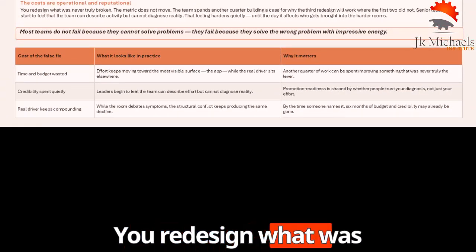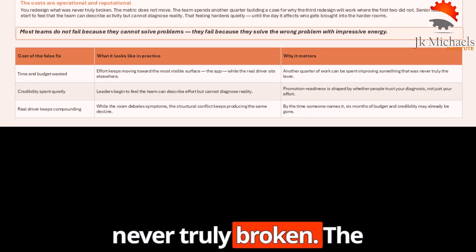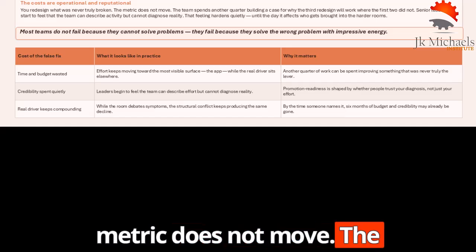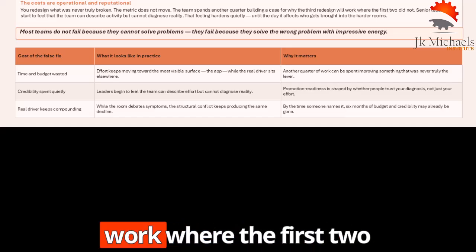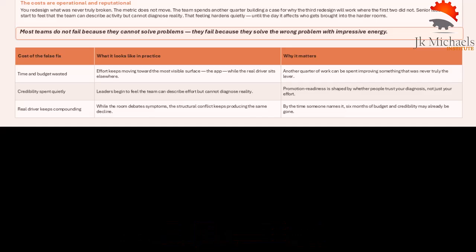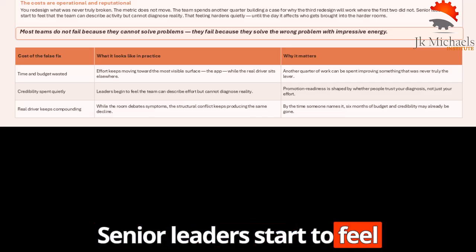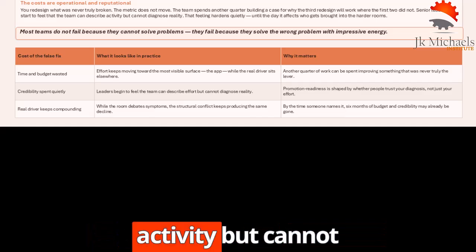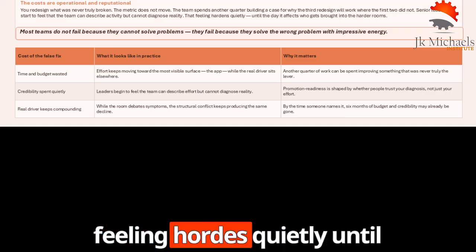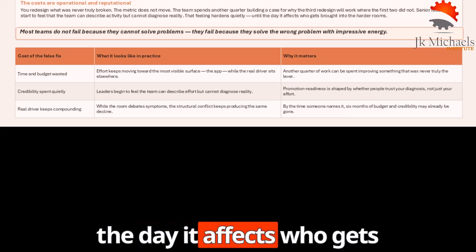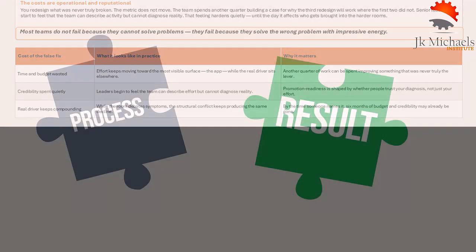You redesign what was never truly broken. The metric does not move. The team spends another quarter building a case for why the third redesign will work where the first 2 did not. Senior leaders start to feel that the team can describe activity, but cannot diagnose reality. That feeling hardens quietly until the day it affects who gets brought into the harder rooms.